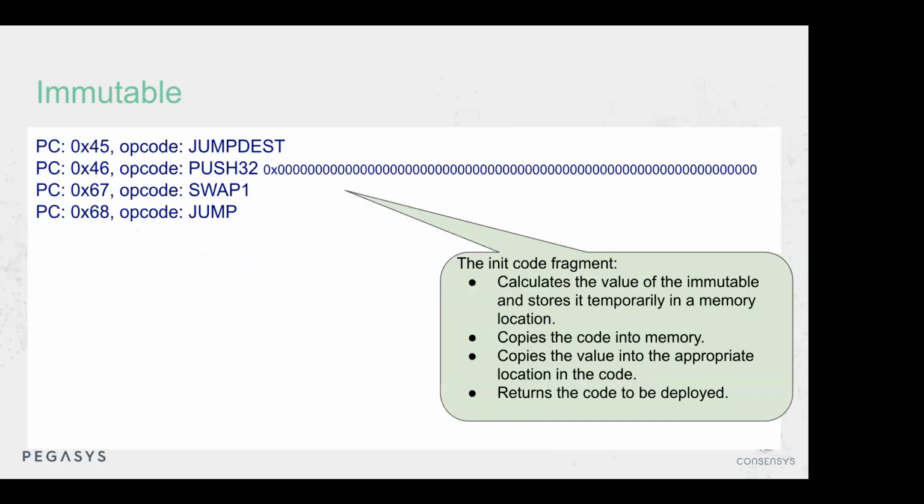And so what happens is your contract, when compiled, will have some code that looks a little bit like this. And then when the init code fragment executes, it will get the value that needs to be put in for the immutable, and it'll actually copy it into the part of the code that it needs to be used in. So essentially at deployment time, your code is modified.